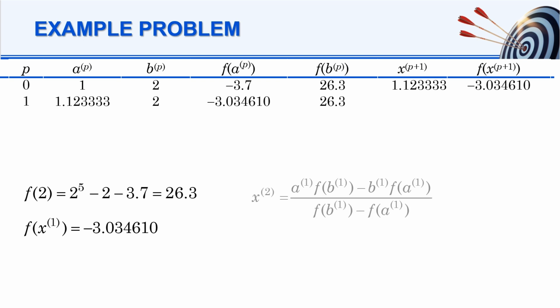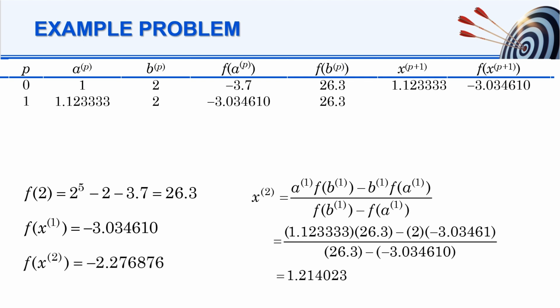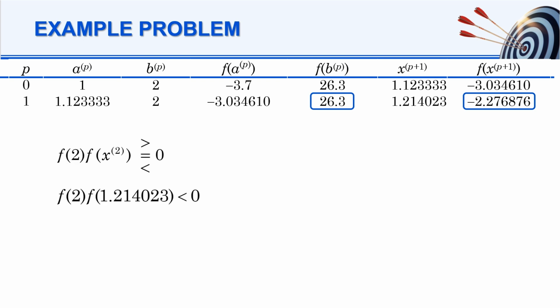The current intercept becomes 1.214023, and the function takes the value of minus 2.276876. Next, we check the sign of f(2) times f(x2), which is negative, meaning that the root is in the right interval. So we update the endpoints of the search interval. The left endpoint of the search interval is set to a2, while b2 remains as 2.